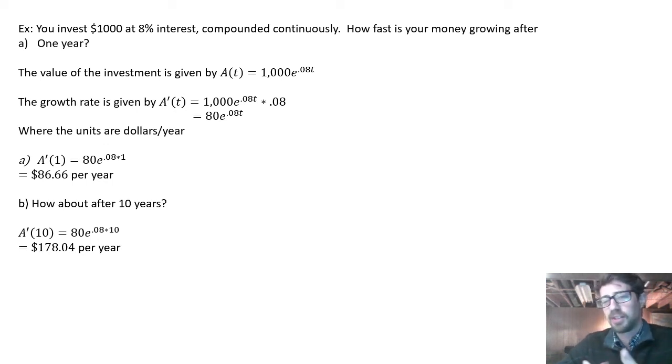But continuous interest is the best you can do as far as compound interest goes. So the only thing that really affects that is that 8%. Obviously, the bigger that number is, the bigger the derivative is going to be. So the more money we're making in this scenario.